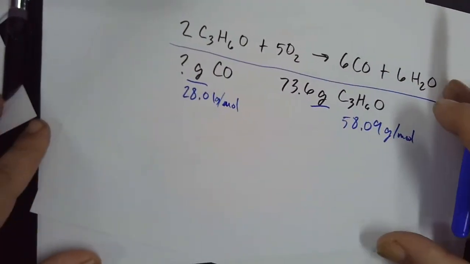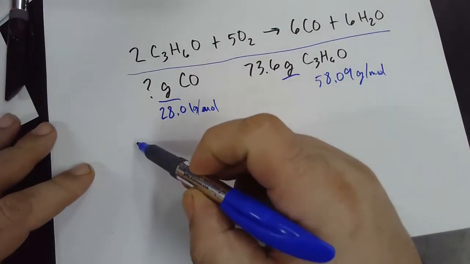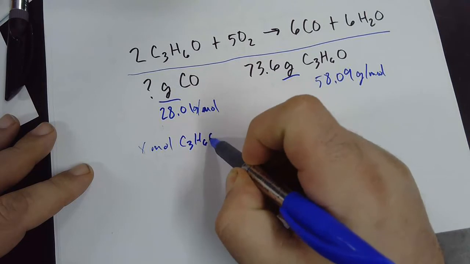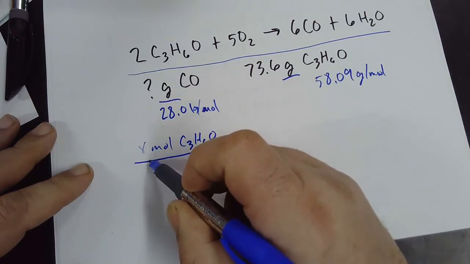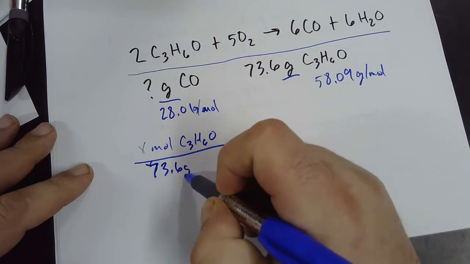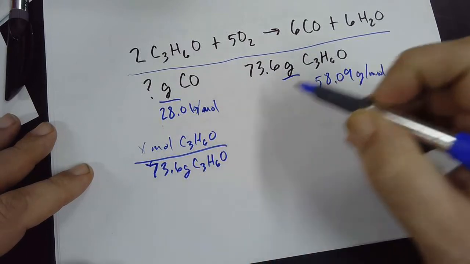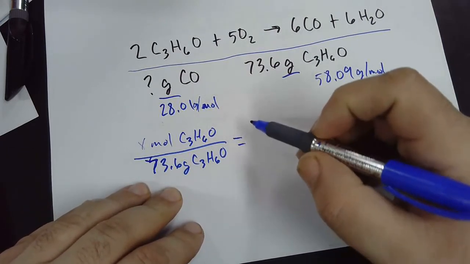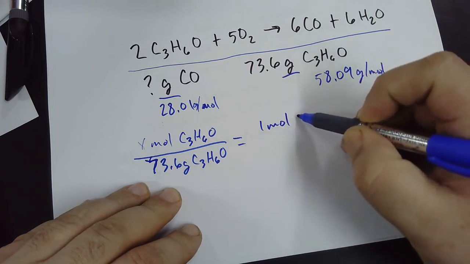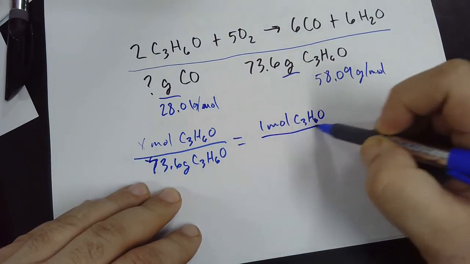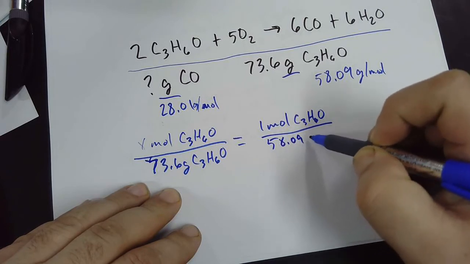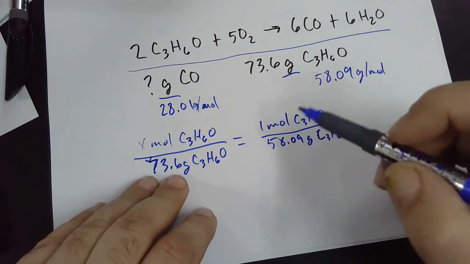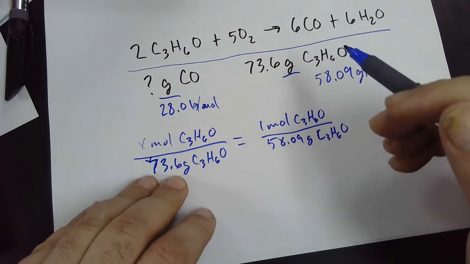Doing this in proportions, we would set up 3 sets of proportions. We would start with x mole of C3H6O over the 73.6 grams of C3H6O. This is the known because I know how much I have. But I want to know how many moles that is. That's 1 mole of C3H6O over 58.09 grams of C3H6O. So what is 73.6 divided by 58.09?